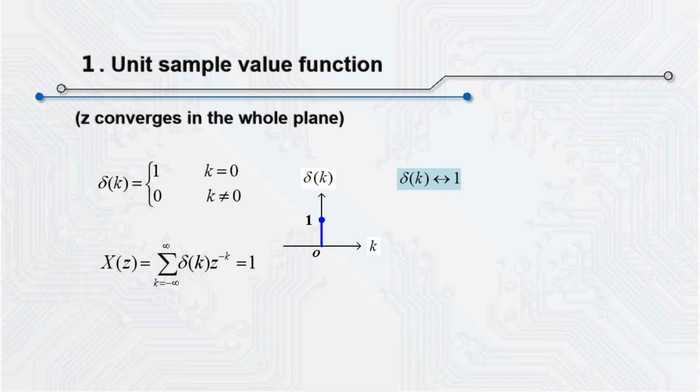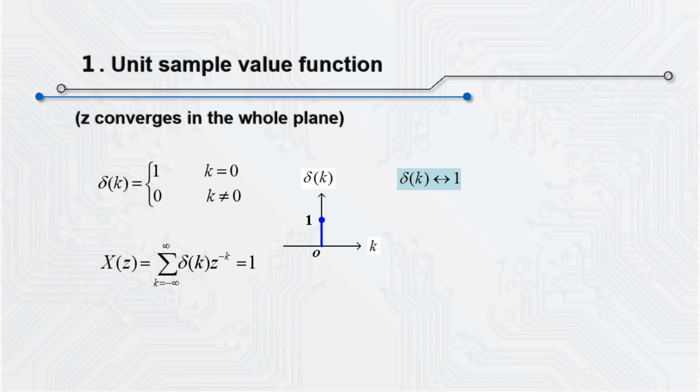The first signal is the unit sample function. The expression is as follows. When k equals 0, delta of k equals 1. When k is not equal to 0, delta of k takes 0. The graph is as follows.